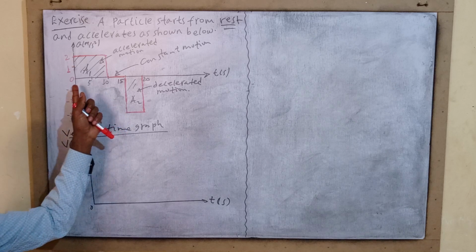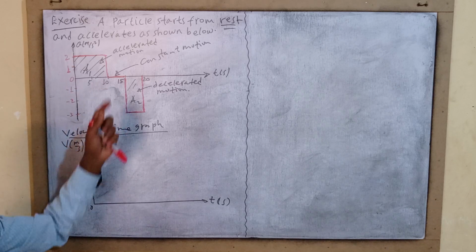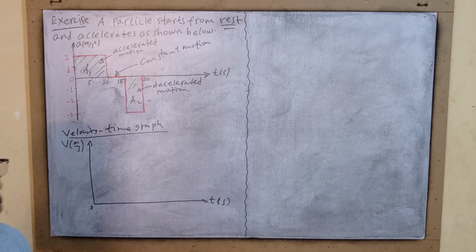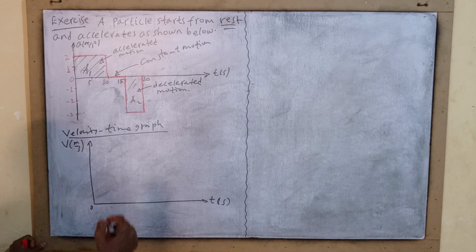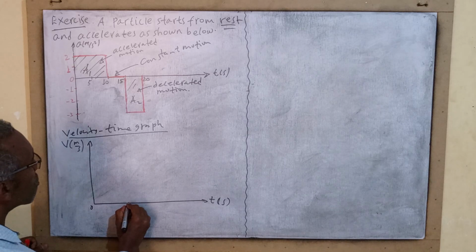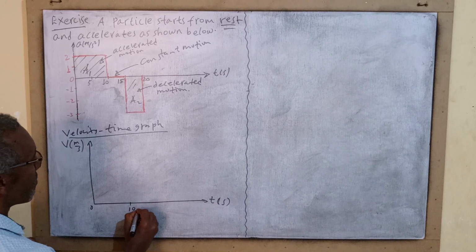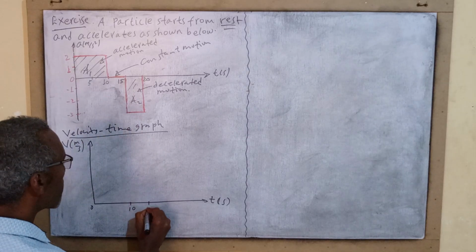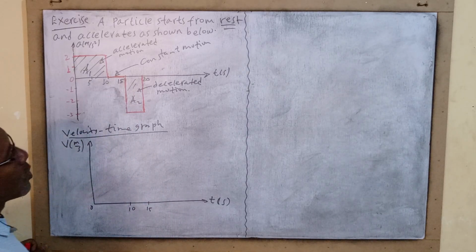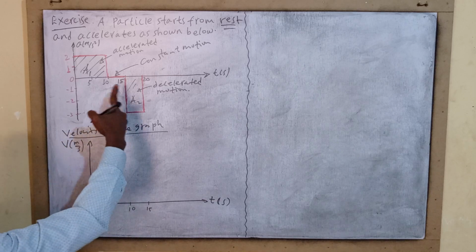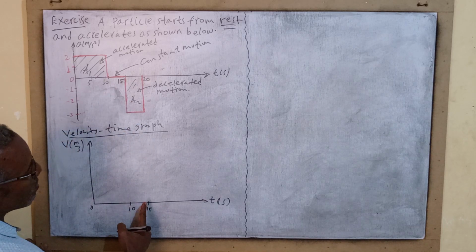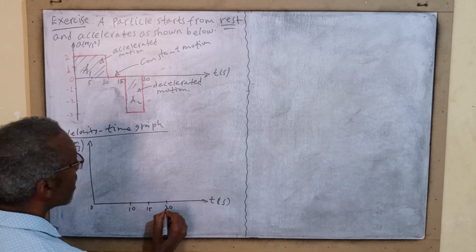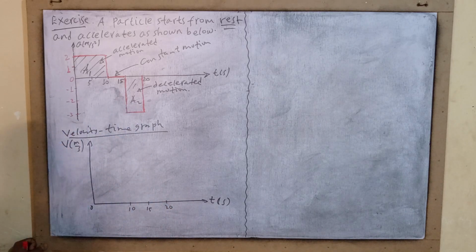The first part, from 0 seconds to 10 seconds, the particle has a constant acceleration of 2 meters per second squared. Its speed increases 2 meters per second every second up to 10 seconds. Between t is equal to 10 seconds and t is equal to 15 seconds, the particle has a constant velocity of 20 meters per second, and between 15 and 20 seconds, the particle has a deceleration of minus 3 meters per second squared.